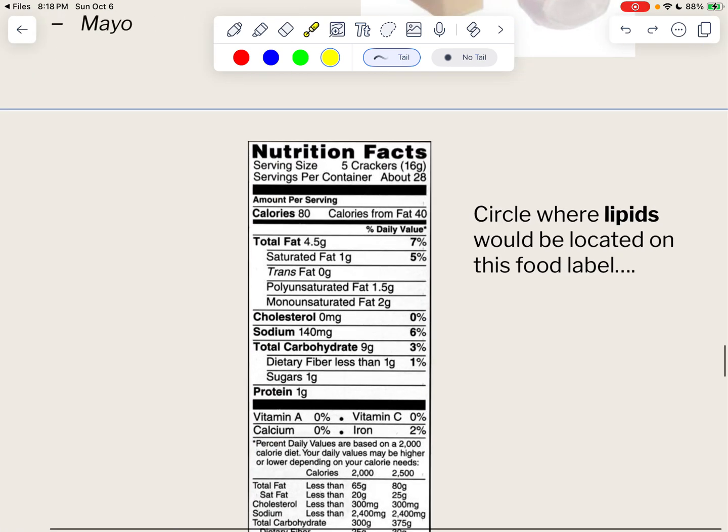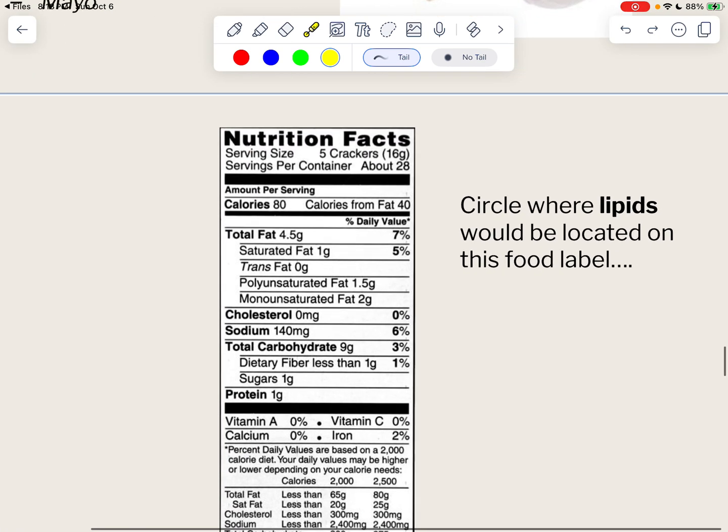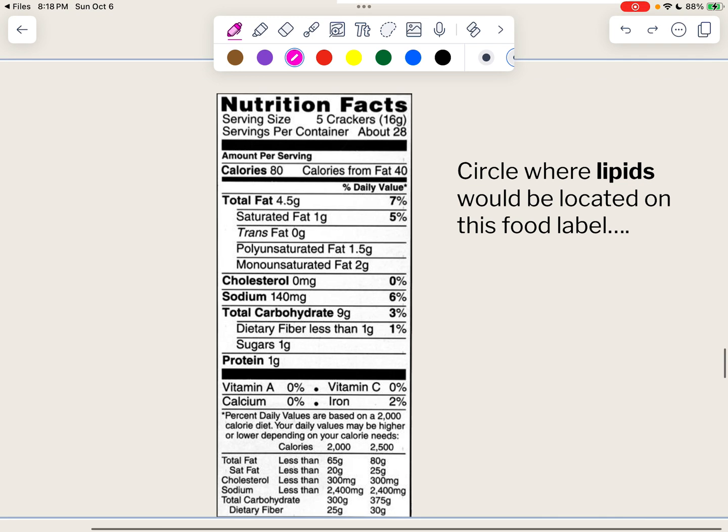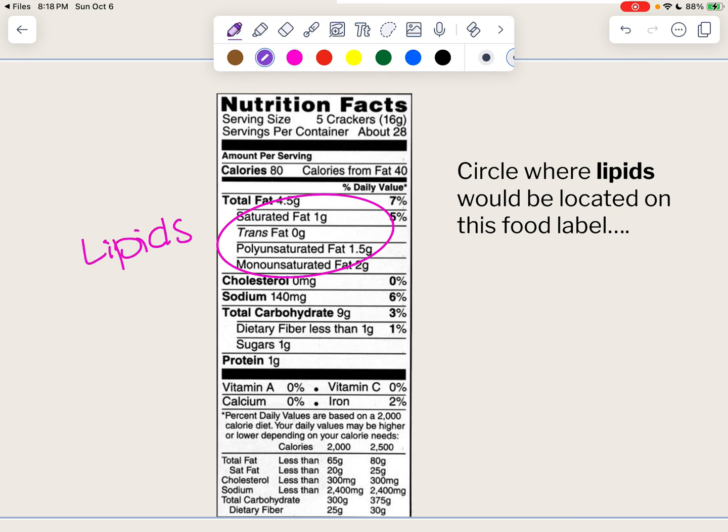So here is a typical nutritional label, and what you're going to do is you're going to circle where the lipids would be located on this food label. So as you can see here, I'm looking for the fats. Okay, so they do have different types of fats, but this is where the fats are. The lipids are here. Okay, and then you can continue this little fun game and do the carbohydrates as well.